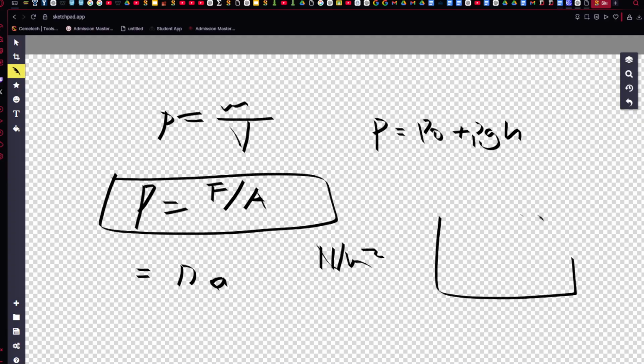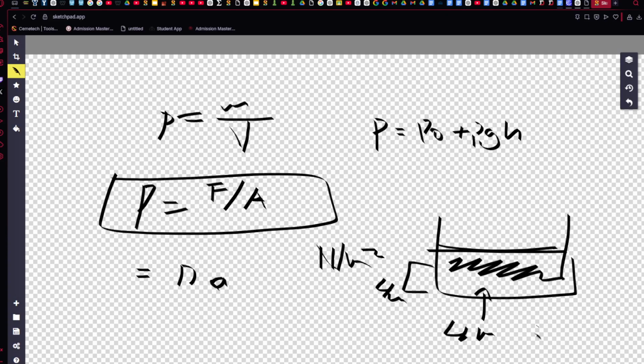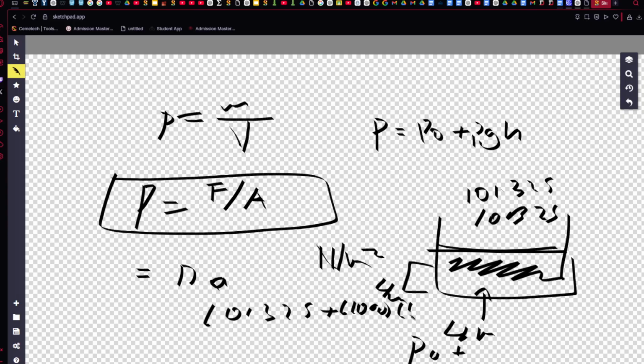Where P0 is the atmospheric pressure right above the point that you are measuring. So let's say this is water. If you want to calculate the pressure down here, at 4 meters, the formula will be P0, which is atmospheric pressure, 101.325 kilopascals, plus water density, which is 1,000, gravity 10, and the height 4. That's approximately equal to 40,000. So this will be equal to 141.325 kilopascals if you were to calculate the pressure at the bottom of this fluid.